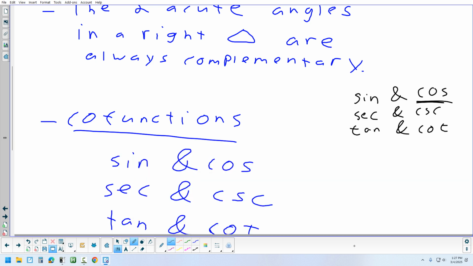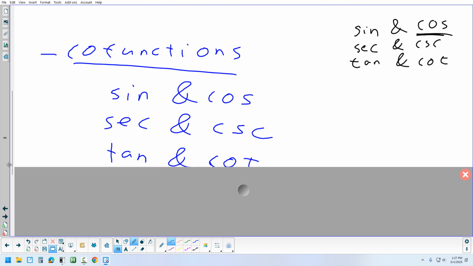So these are what we call the three pairs of cofunctions. Sine and cosine, secant and cosecant, tangent and cotangent. Those are called cofunctions.